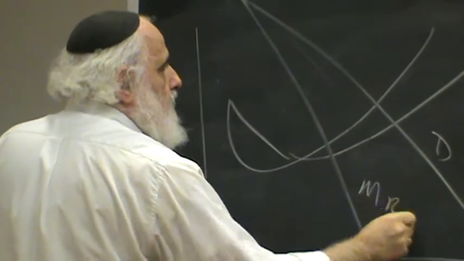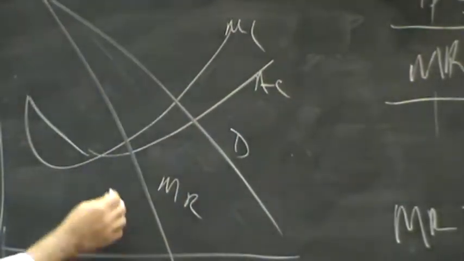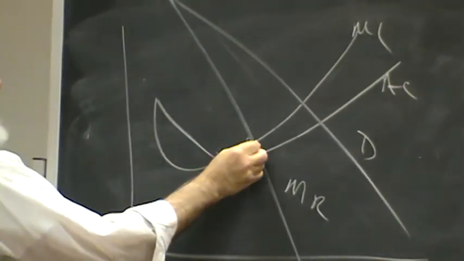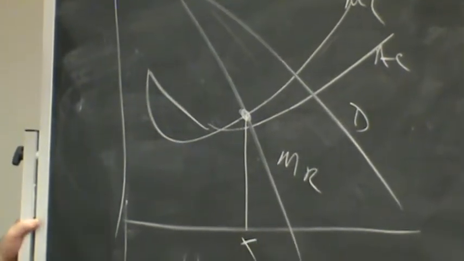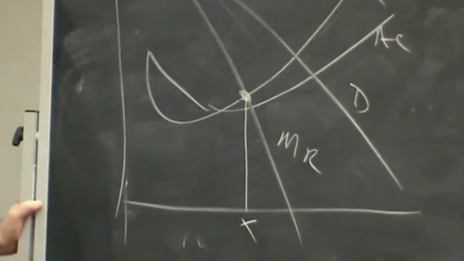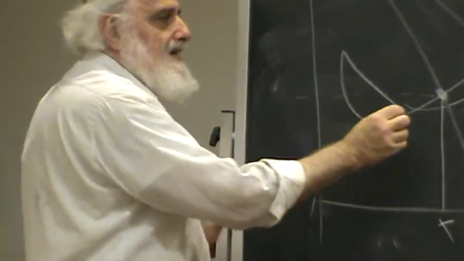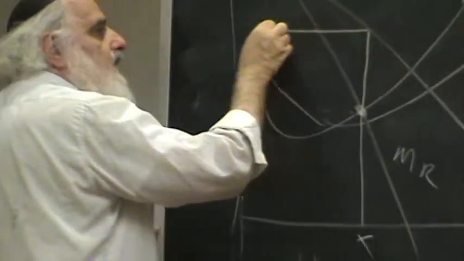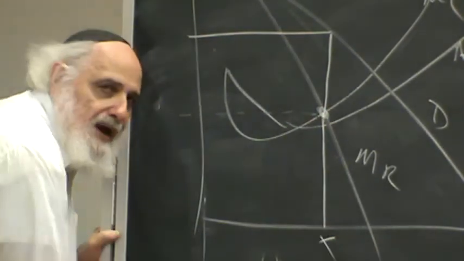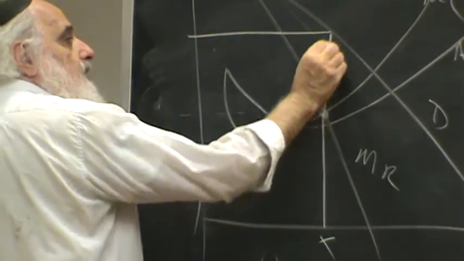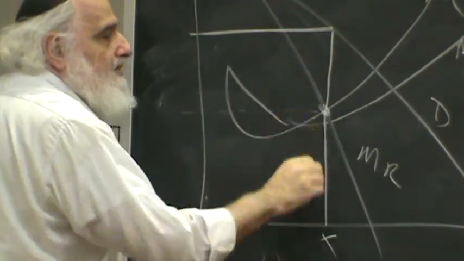Demand, marginal revenue, average cost, marginal cost. He sets marginal revenue equal marginal cost, produces this many, and what price does he charge? Does he charge this price here? No. He goes up to the demand curve and charges that price. In other words, marginal revenue equals marginal cost shows him how much to produce. And then he goes up to the demand curve, charges the price reflected on the demand curve at that quantity.